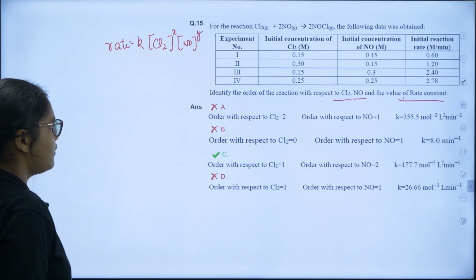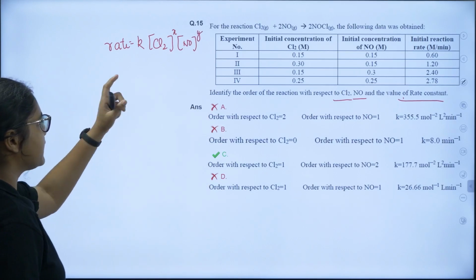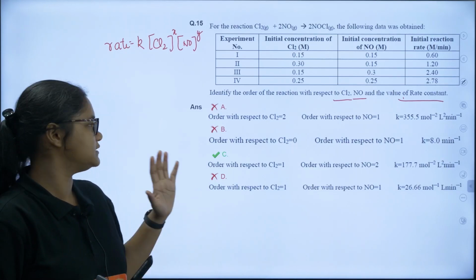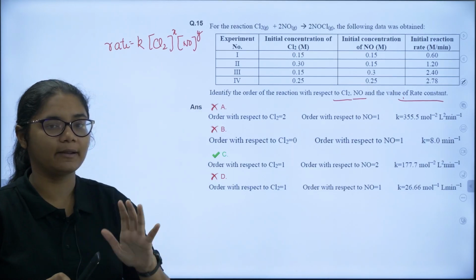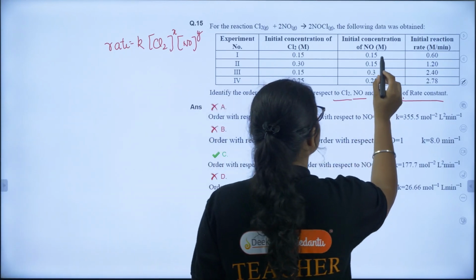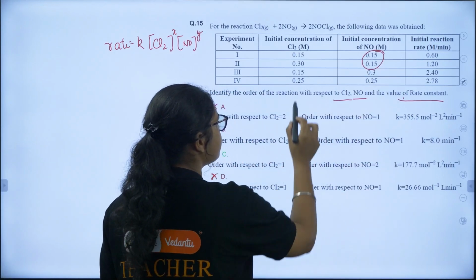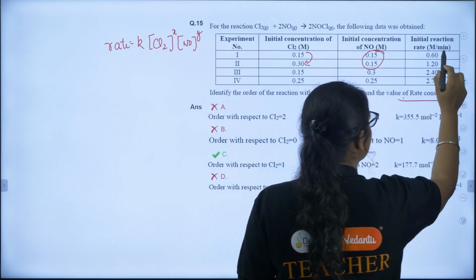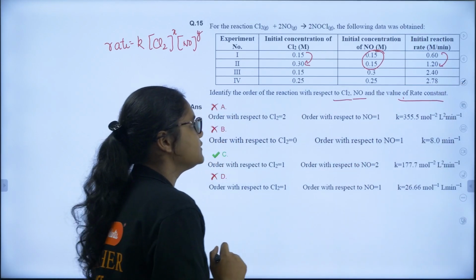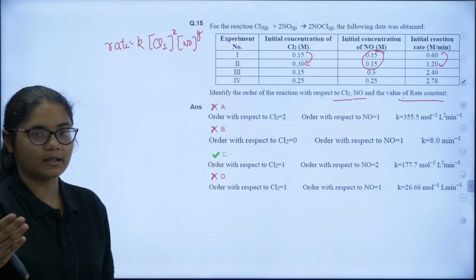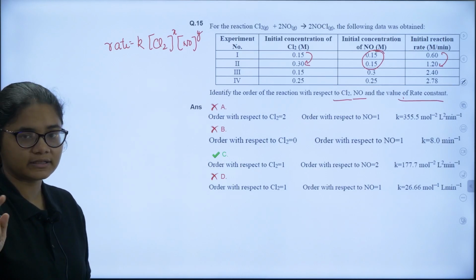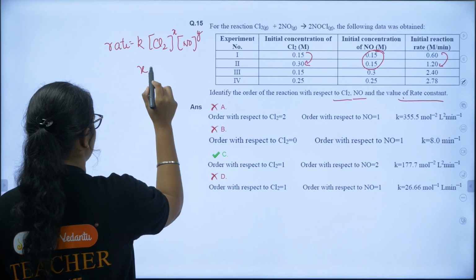Okay. Now what we can do is, we can just check. If you want to calculate the X value, the Cl2 concentration, then NO concentration must be kept constant. So where is the NO concentration constant? Here. Now from here to here, the concentration has doubled, and the rate has also doubled, right? So if the rate doubles when you double the concentration, then X value, or the order with respect to Cl2, is 1. So I can say X is equal to 1.